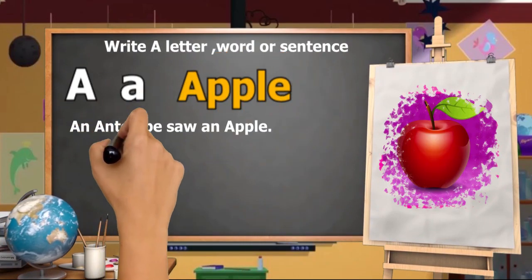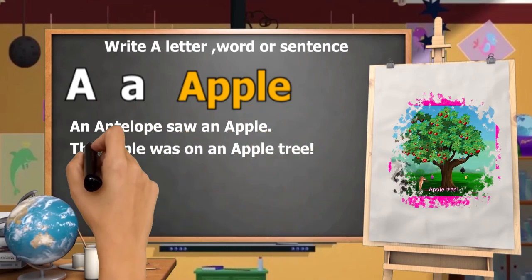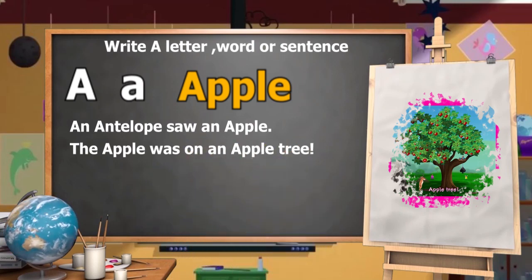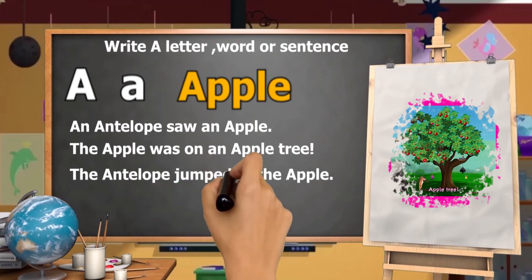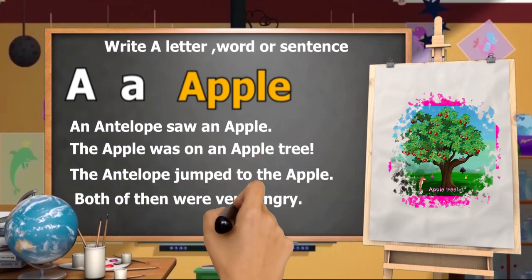Apple. An antelope saw an apple. The apple was on an apple tree. The antelope jumped to the apple. Both of them were very angry.